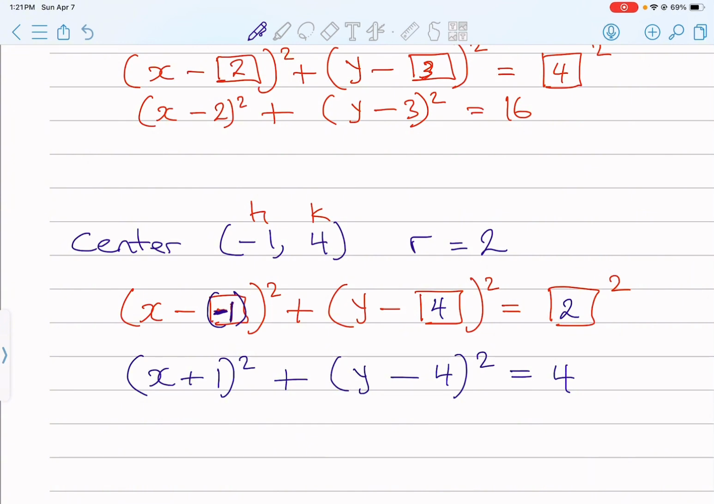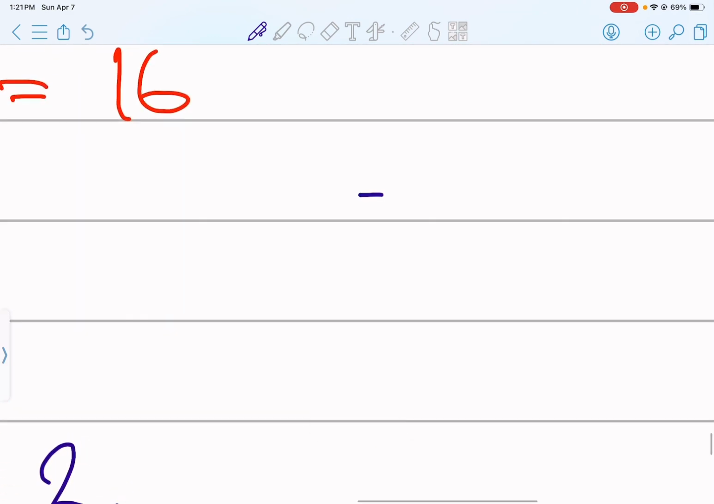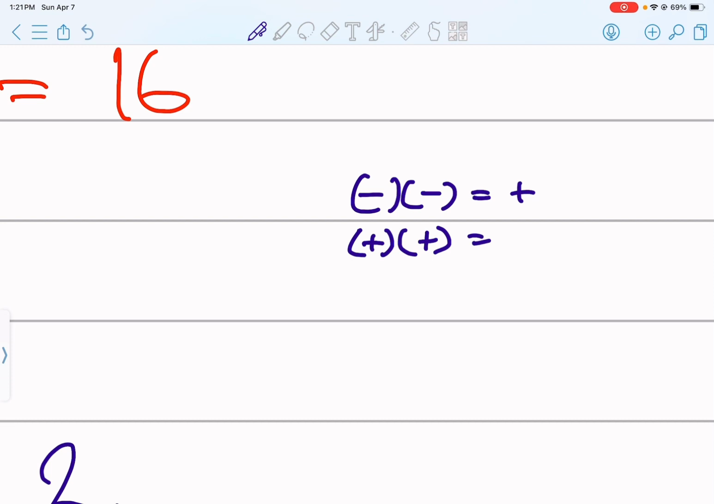When you multiply or divide, same signs positive, different signs negative. Let me quickly show you. Negative times negative is what? Positive. Positive times positive is what? Positive. Negative times positive is what? Negative. Positive times negative is what? Negative. So you don't have to memorize.